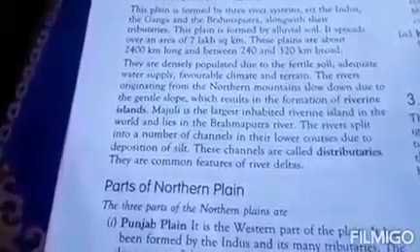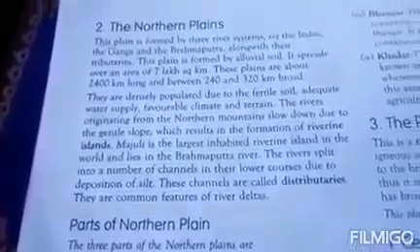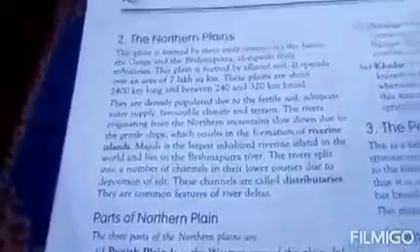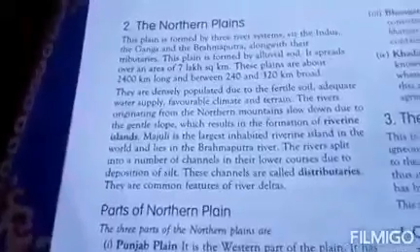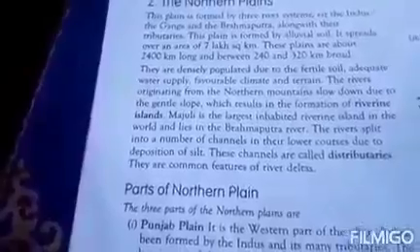The difference in relief caused the northern plains to have 4 regions. These northern plains are further divided into 4 regions, that is Bhabar, Tarai, Bangar and Khadar.